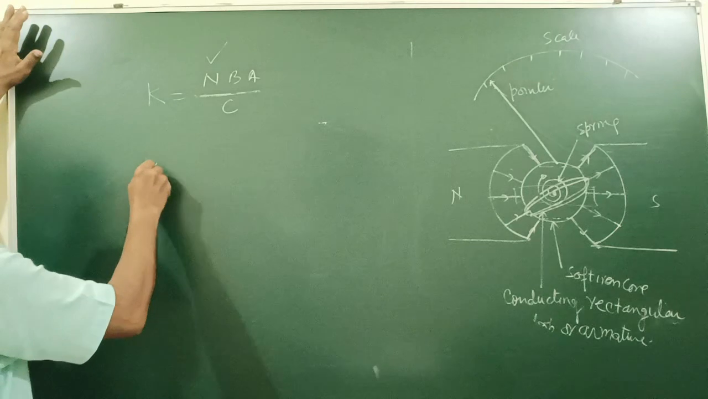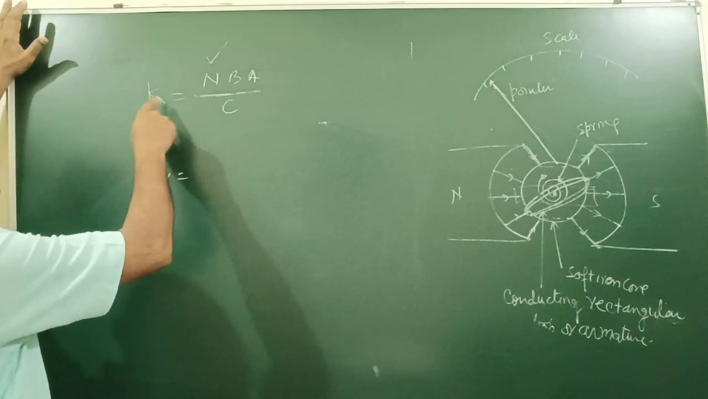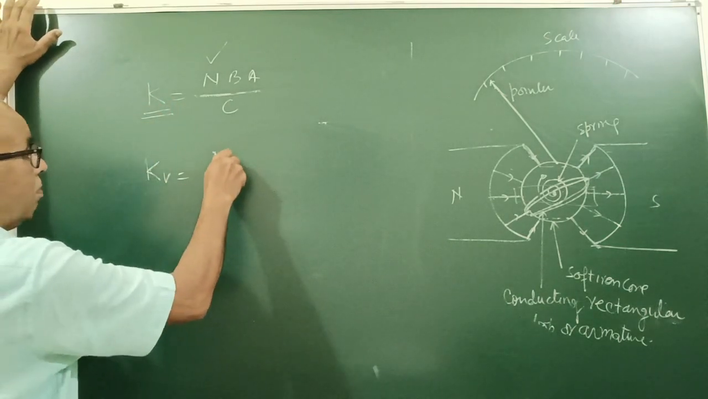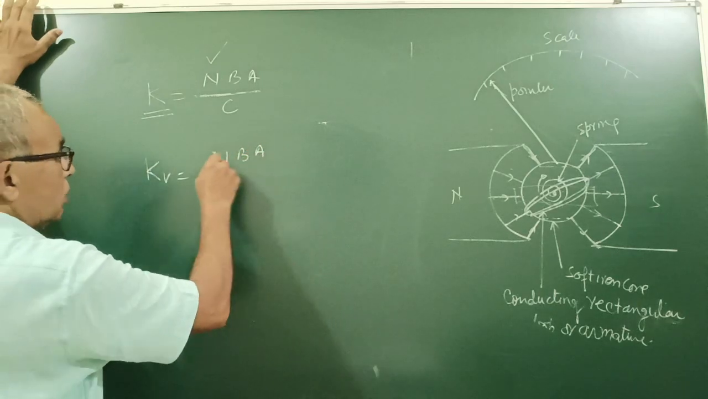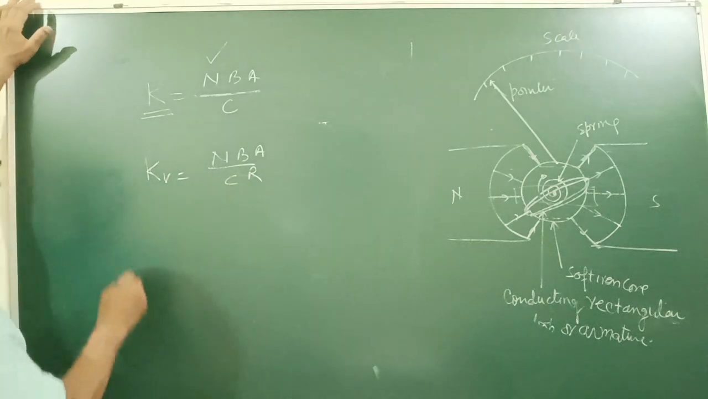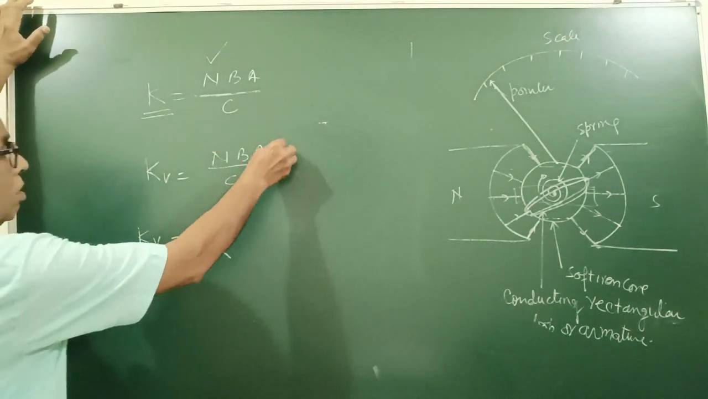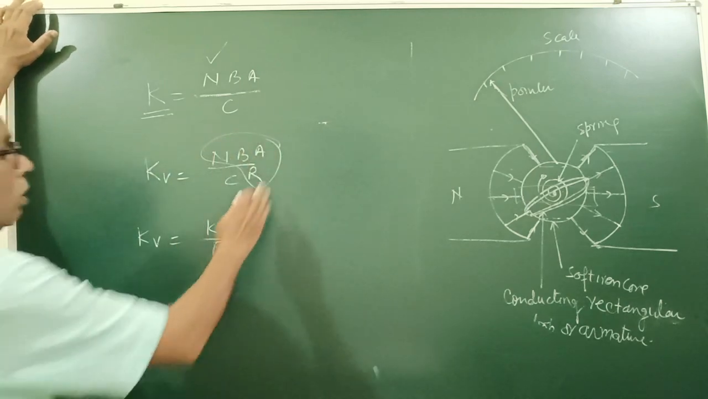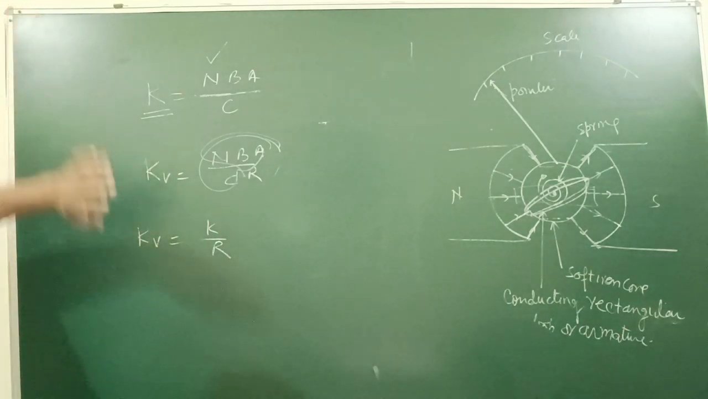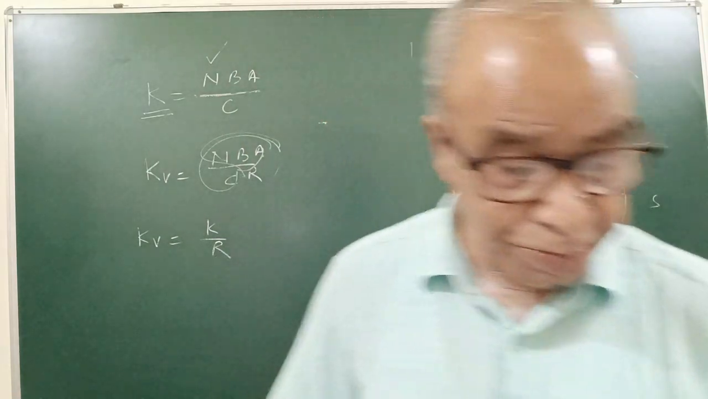And then voltage sensitivity, K_V. I don't write the I here, it is understood it is current sensitivity. This is the voltage sensitivity part, NBA upon CR, where R is the resistance of the coil. Hence K_V equal to K upon R. Sorry, this is K only. So current sensitivity divided by resistance gives you voltage sensitivity.